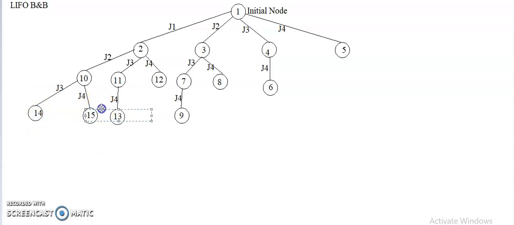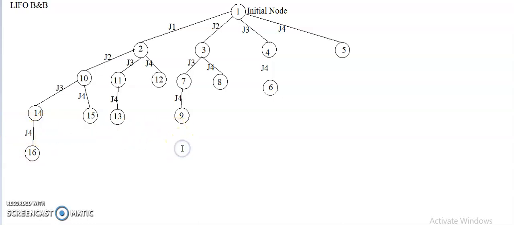Fine. Now 15 is on top of the stack. 15 cannot be explored further, so I need to pop it out. Next is job 3, which is in node number 14. I need to pop this out, but I can explore it further. I will explore it further as node number 16 by scheduling job 4. So I can schedule job 4. In this way we can obtain the solution.